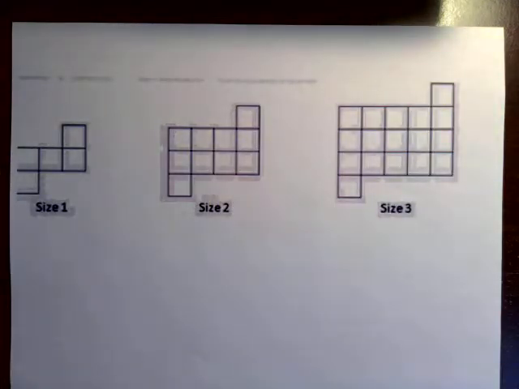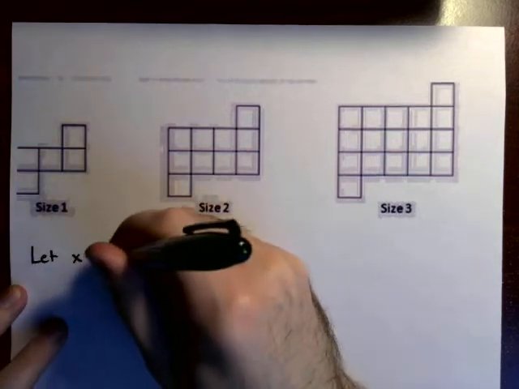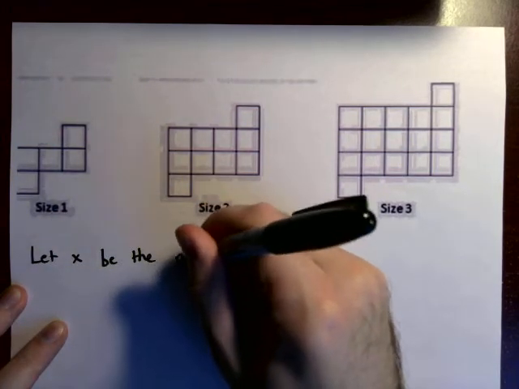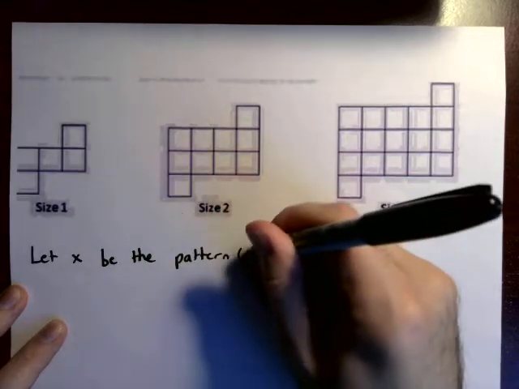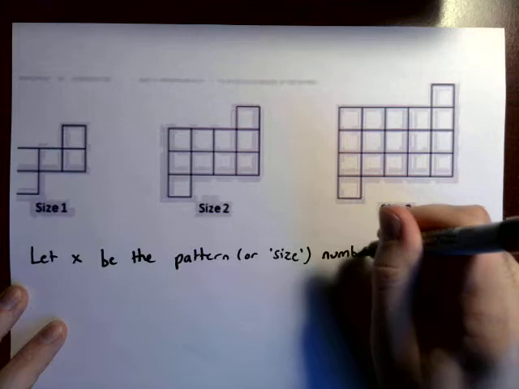Okay, let's look at a more complex visual pattern now. Because unlike the previous ones, now you're going to have to look at side lengths that are different. So this is actually going to matter for the equation that we create. We still want to say let x be the pattern or size number, just because this diagram calls them size.